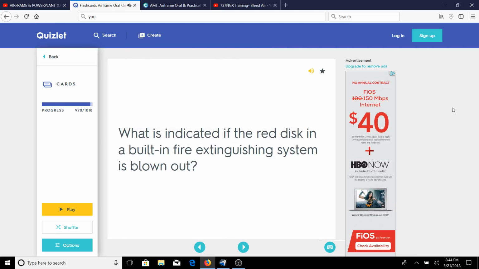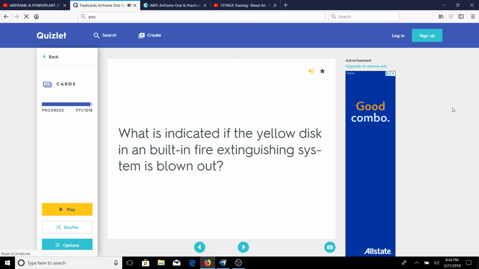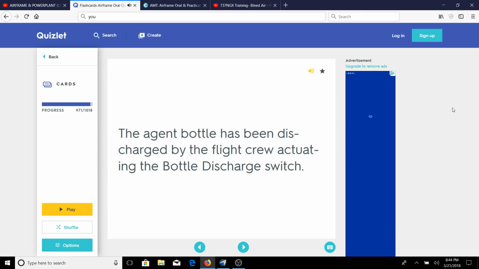What is indicated if the red disc in a built-in fire extinguishing system is blown out? The agent bottle has been discharged because of an overheat condition. What is indicated if the yellow disc in a built-in fire extinguishing system is blown out? The agent bottle has been discharged by the flight crew actuating the bottle discharge switch.